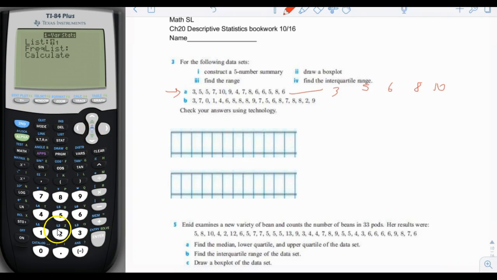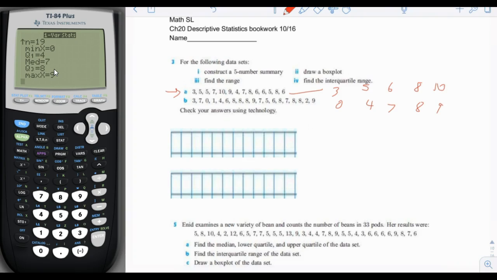And the other one would be stat calc, one of our stats. And now we're going to put list 2, calculate, and we scroll down. It's going to be 0, 4, 7, 8, 9.